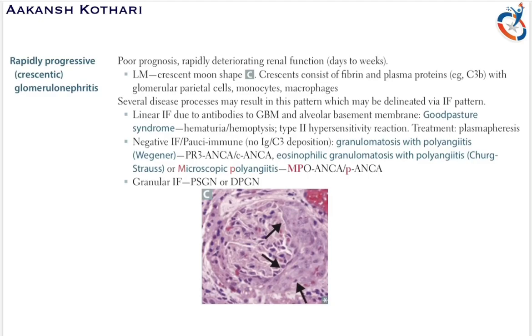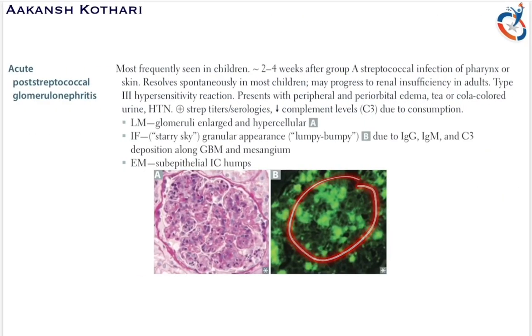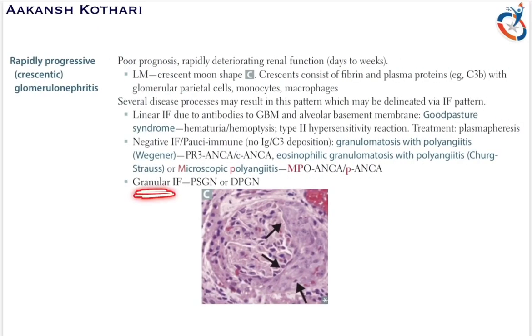Now let's talk about the second one, that is granular immunofluorescence. The granular immunofluorescence, as we discussed, occurs in post-streptococcal glomerulonephritis and diffuse proliferative glomerulonephritis. We have already discussed this over here. This I'll cover in the nephritic syndrome module. Okay. Now one more point is, it is the most common type of renal disease in lupus. That is, the granular immunofluorescence is also seen in lupus, which is connected to diffuse proliferative glomerulonephritis.